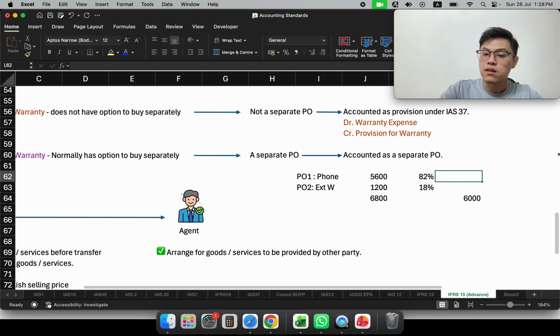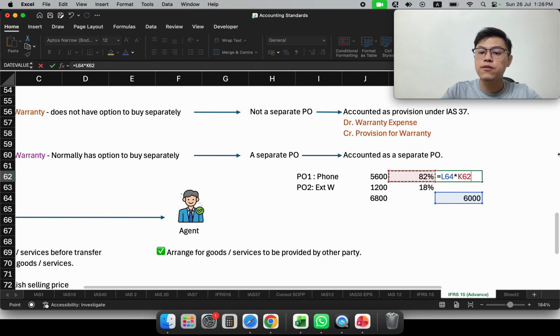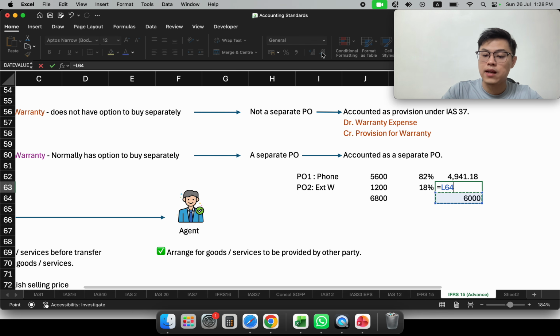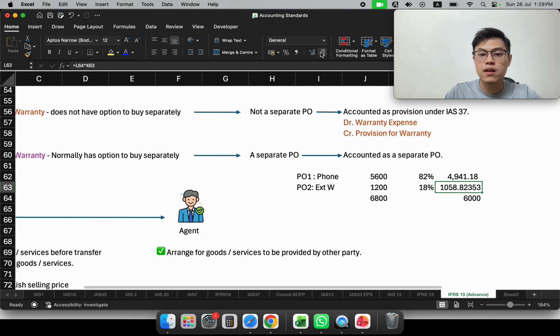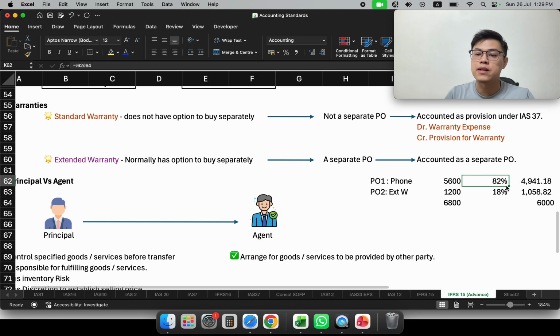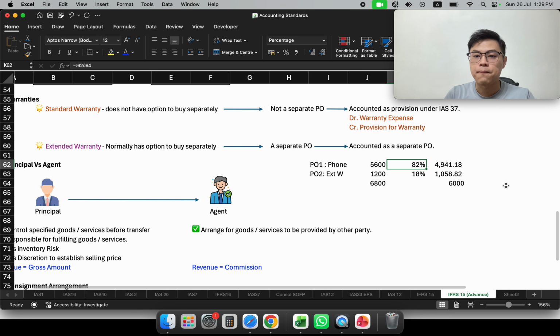Then the real value from each batch of sales, 82% of 6,000 will be 4,941.18. That will be your phone value on this project. And then 18%, 1,058, will be your extended warranty value. So this is how we say separate PO, we need to identify their price based on their standalone selling price. So this is the concept.